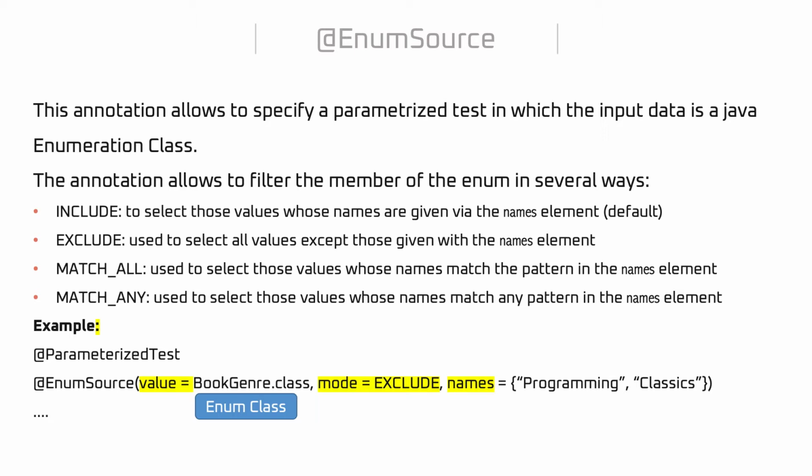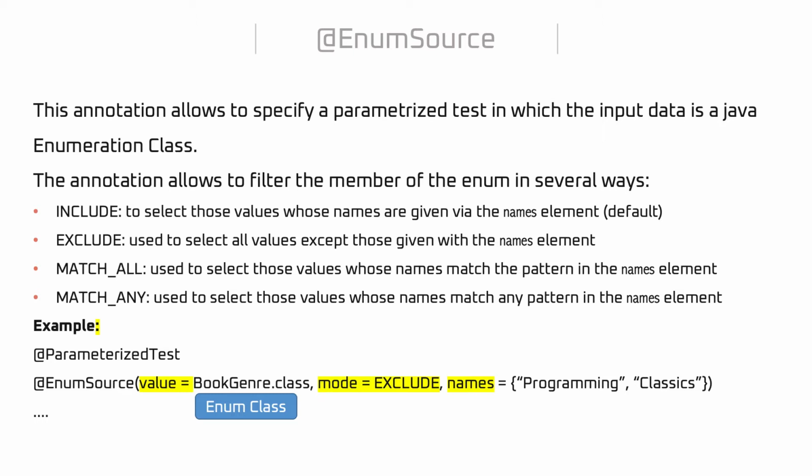The possible values are include. This is the default option used to select those values whose names are given via the names element. Exclude, used to select all values except those supplied with the names element. Match_all is used to select those values whose names match the pattern in names element. Match_any used to select those values whose names match any pattern in the names element. The names element is the array of a string which allow to select a group of enum constants.